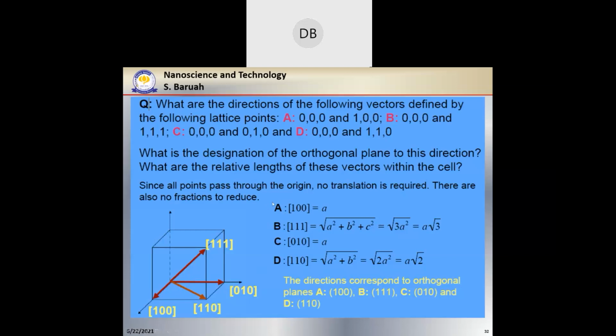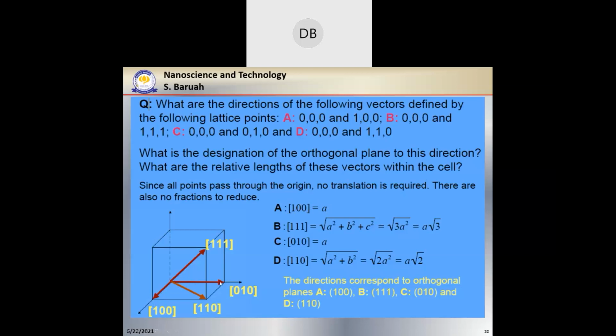So for A, it is directly here going this way from 0, 0, 0 to 1, 0, 0. So we use 1, 0, 0 minus 0, 0, 0. That will give us 1, 0, 0. So that is A, because A is this length. That means we are talking about the length of this one now. So it is A. So this is also A.